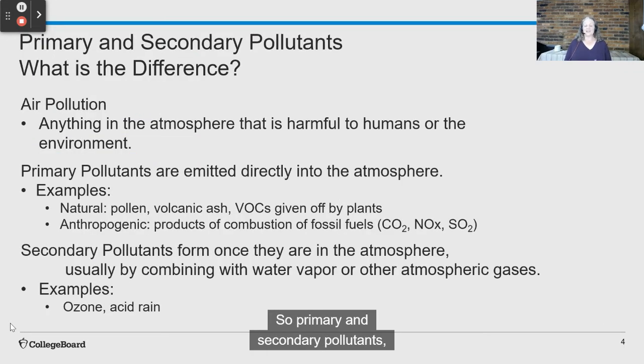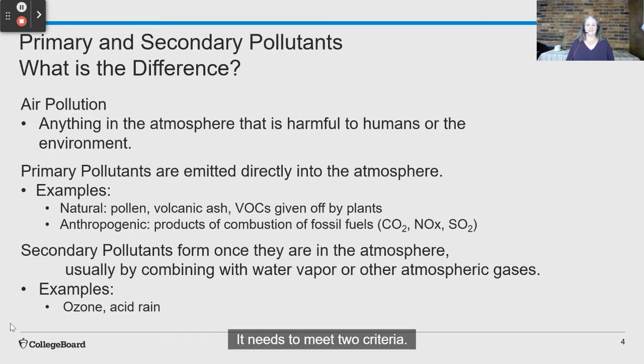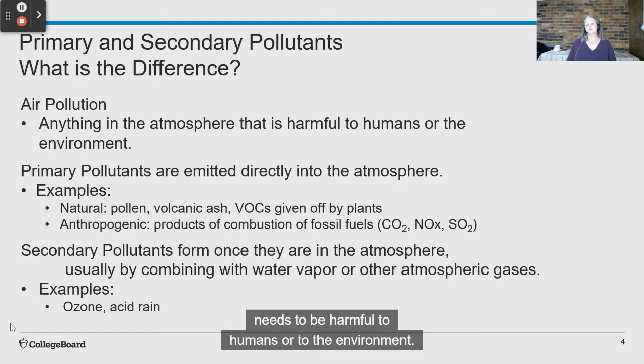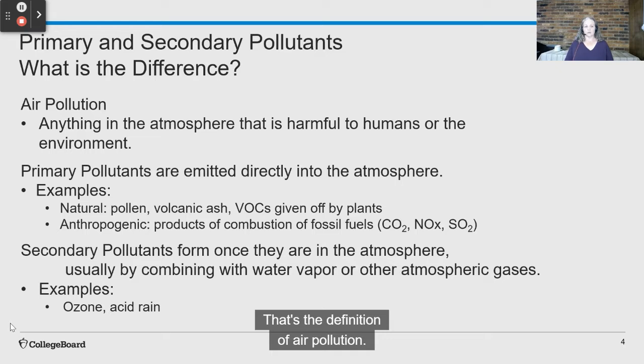So, primary and secondary pollutants, what's the difference? Well, let's start with what is air pollution. For air pollution to be considered air pollution, it needs to meet two criteria. It needs to be in the atmosphere, and it needs to be harmful to humans or to the environment. That's the definition of air pollution.